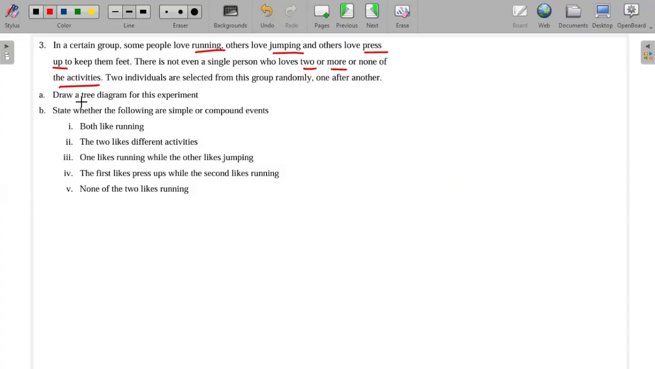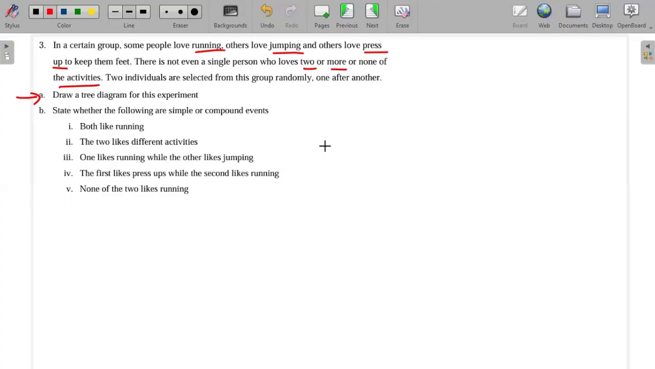So it means everyone just belongs to one of those groups. There's no one who loves two things, like they love running and jumping at the same time. No. So if you're in running, you're just running. Jumping, jumping. If press ups, you're just what? Press ups. That's what that statement means. So now they're saying two individuals are selected from this group randomly, one after the other. Part A, draw a tree diagram for this experiment.